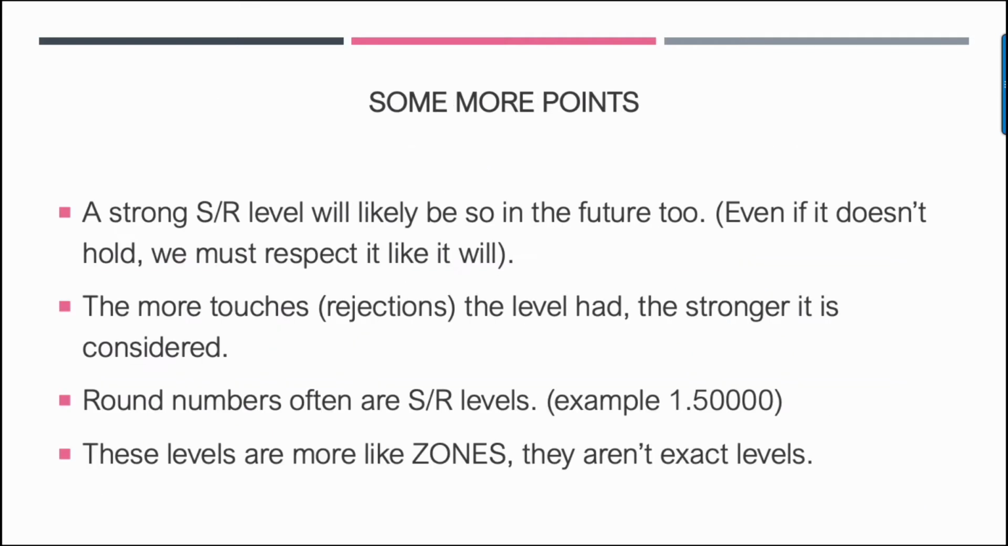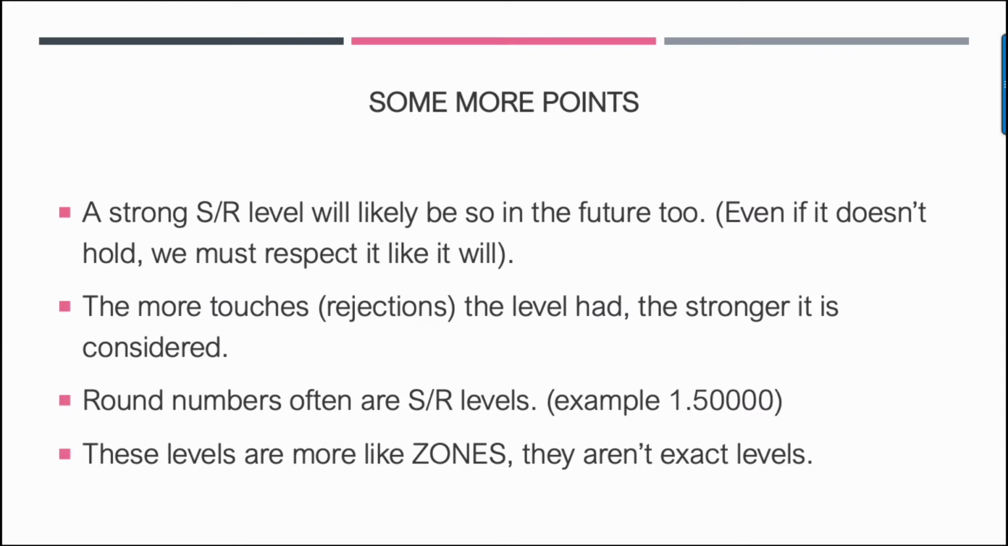Some more points. A strong support and resistance level will likely be so in the future too. Meaning, if you've seen it acting as support and resistance in the past, then you need to respect it to be support and resistance in the future as well. And it might not hold, but we must respect it like it will hold, because we're going to be conservative and we're going to assume that when there have been buyers or sellers in the past, if I'm buying and I'm trying to push up the price, and I've seen in the past that there are sellers at a certain price, I'm not going to just hold and be stubborn and keep going.